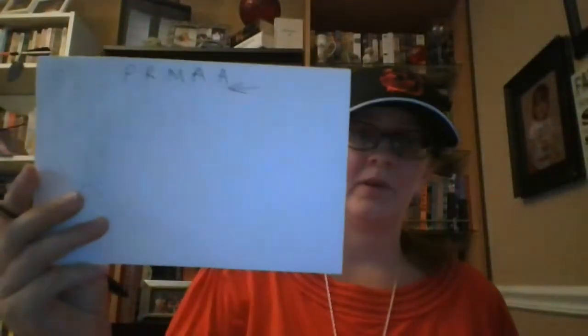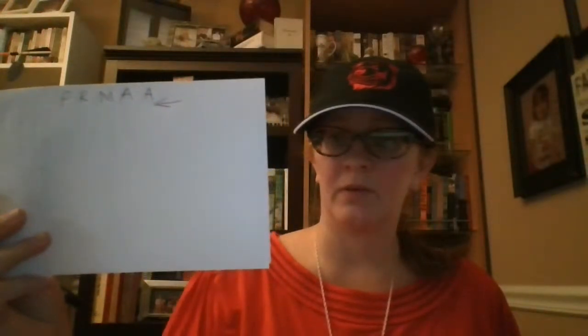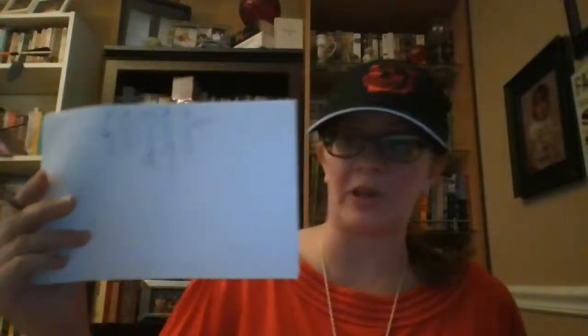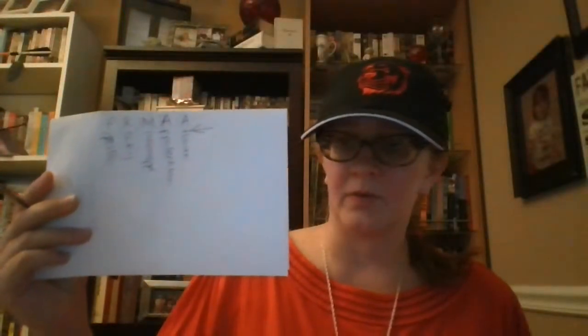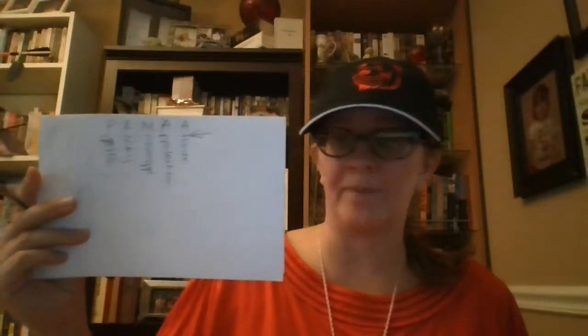AAMRP. And then you want an arrow that goes like this. This is one of the first things you should write on your test. AAMRP. It's Atlantic, Appalachian, Mississippi, Rocky, Pacific. And then you put the arrow starting at the A. We start at the beginning of the alphabet.